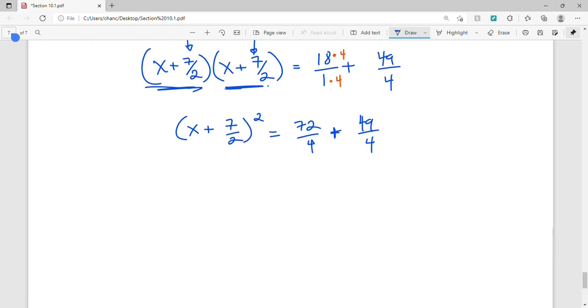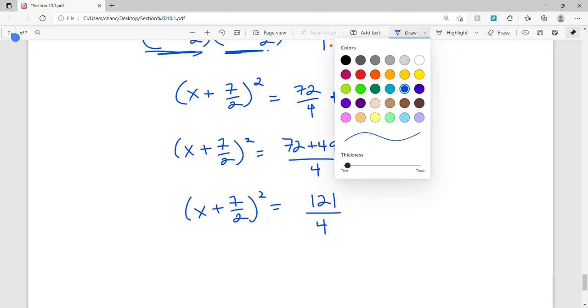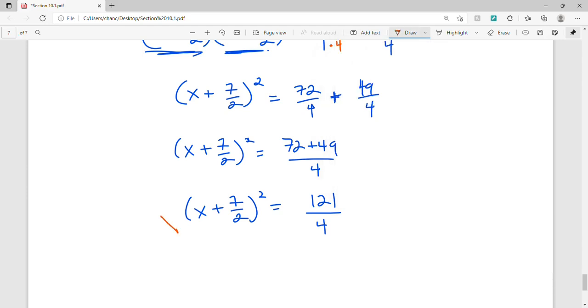Now we could add these two together because they have the same denominator. So we'll rewrite this as 72 plus 49 over 4, and we can simplify the top. 72 plus 49, that gives me 121. So this is 121 on the top and a 4 on the bottom. We can now take the square root of both sides. Don't forget that plus or minus.